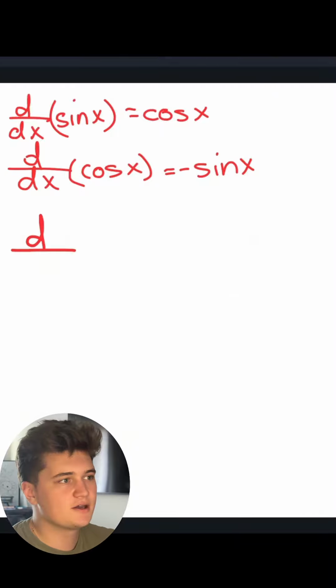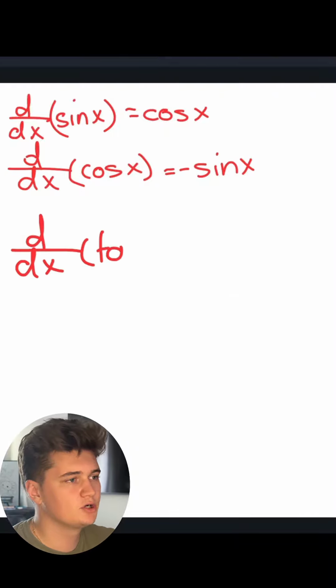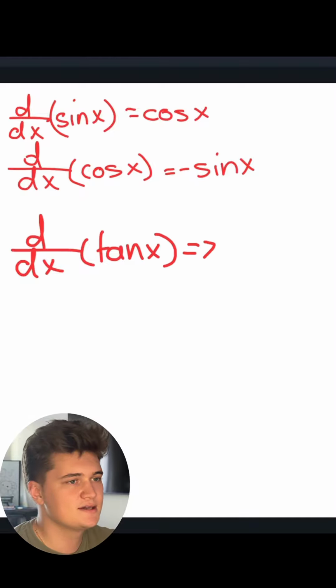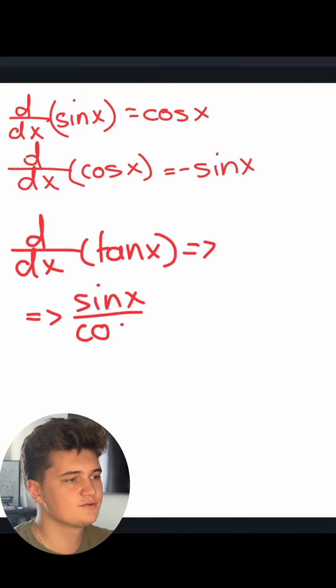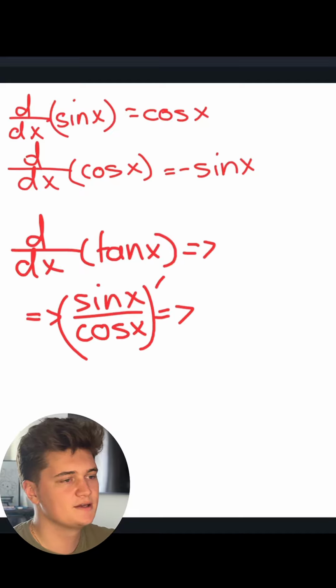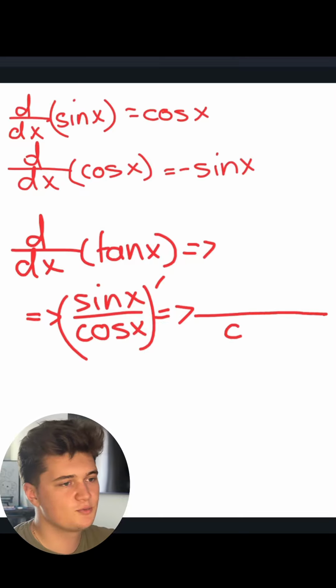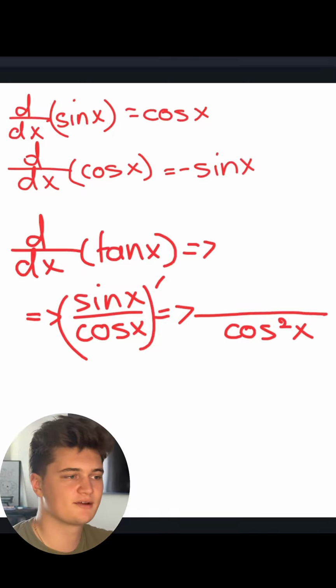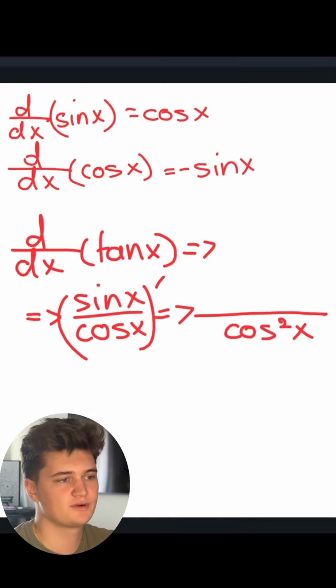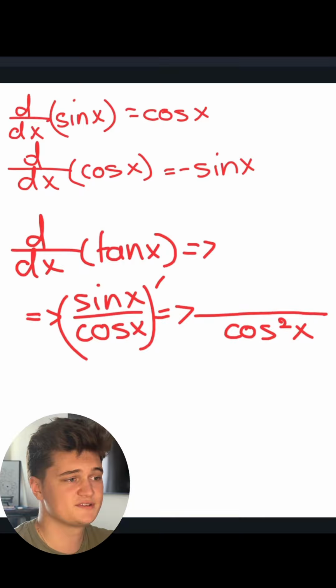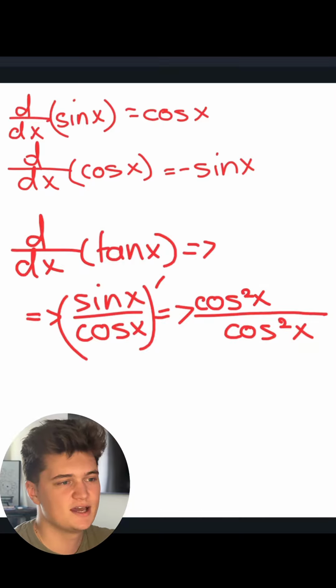If you want to find the derivative of tangent x, you can simply rewrite it as sine x over cosine x. And now you can apply the quotient rule to it. So we have cosine squared at the bottom, and then cosine x is our v, sine x is our u. So we write cosine x times the derivative of sine x, which is just cosine x, multiplied by cosine x, which is cosine squared x.